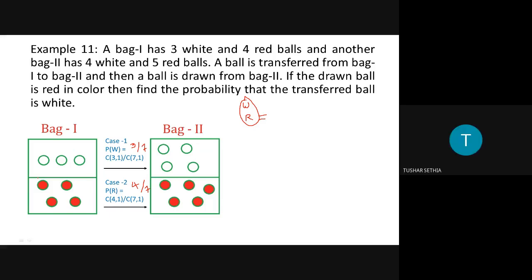Sir, can you repeat again? बैग वन में कितने बॉल थे? How many balls are we having in bag one? Four. Sorry, four. Total balls — I am talking about total balls. Bag one में total कितने बॉल थे, ये बताइए?